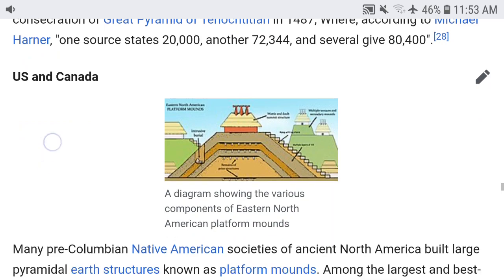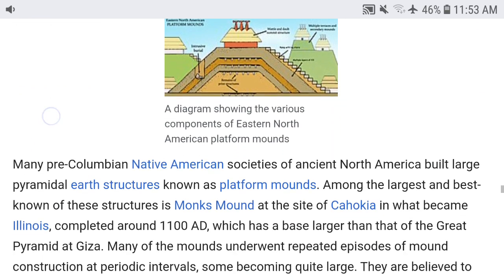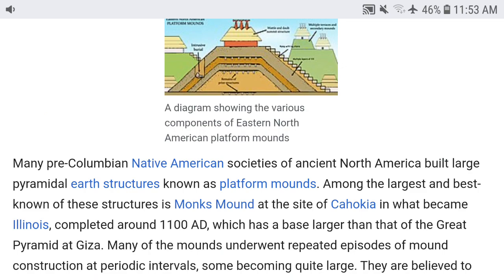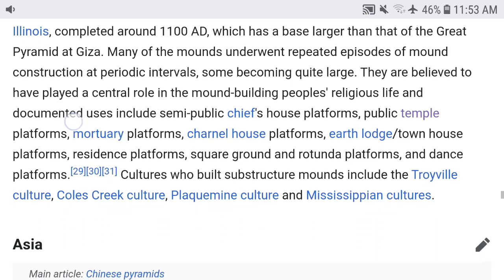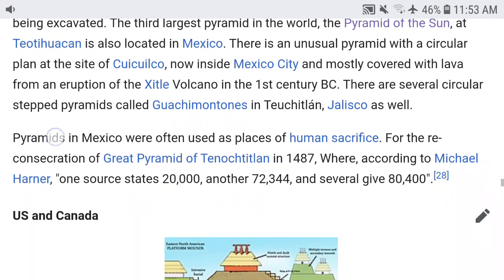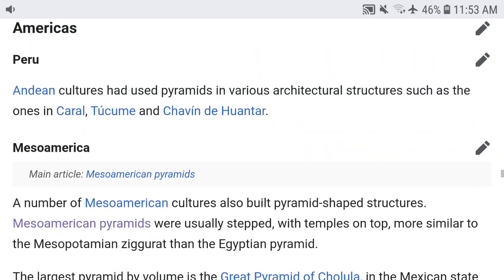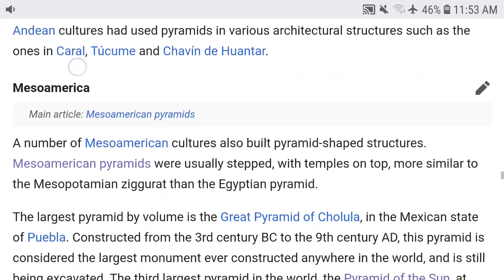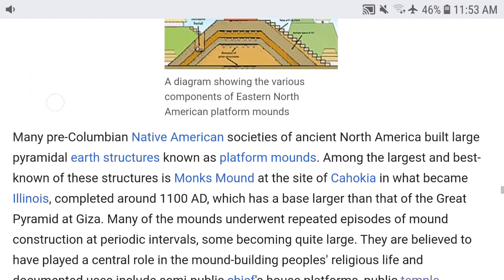Okay. Many pre-Columbian Native American societies of North America built large pyramidal earth structures known as platform mounds. Okay, so that, oh, is that only in America? Okay, only two of them apparently, in Mesoamerica and the US and Canada.